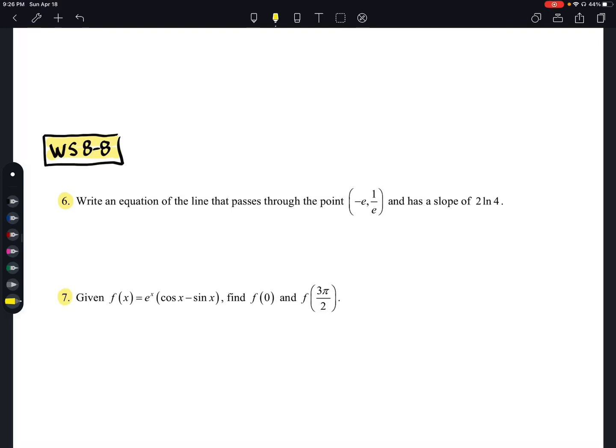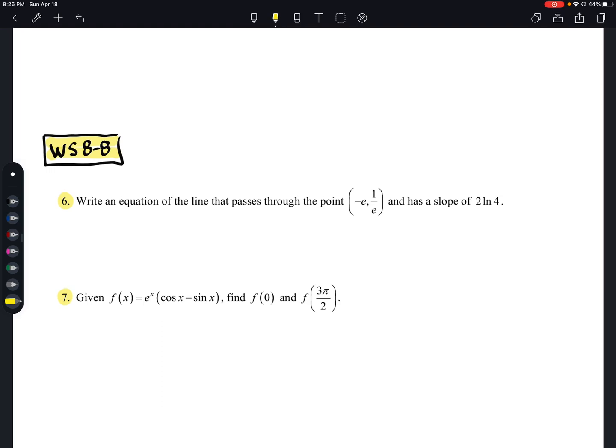This is worksheet 8-8, problems 6 and 7. Number 6 says, write an equation of the line that passes through the point (-e, 1/e) and has a slope of 2 times the natural log of 4.